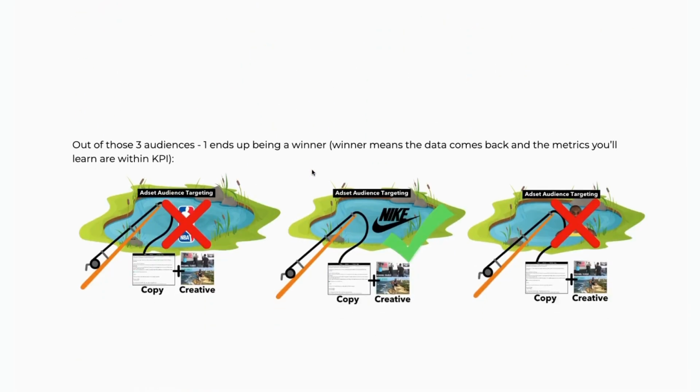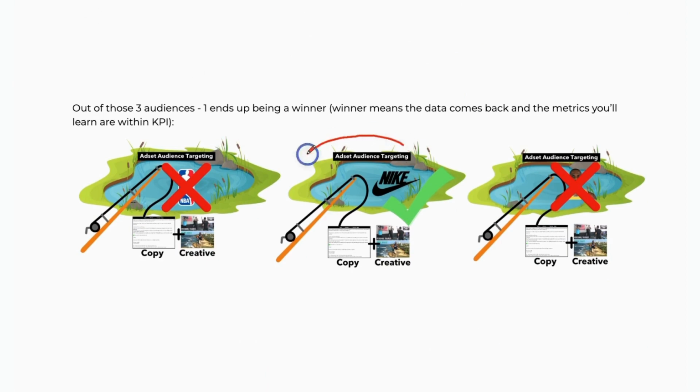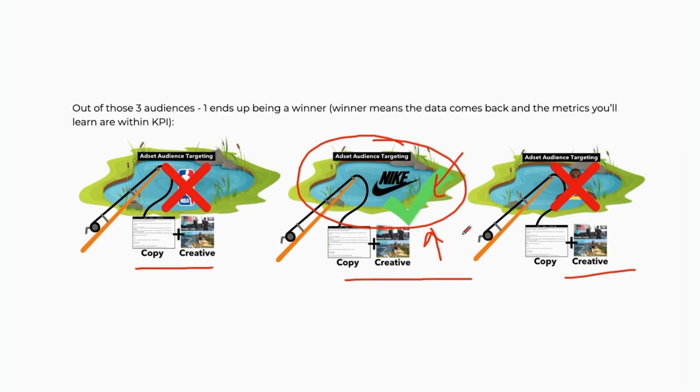But let's say, for example, out of those 3, one ends up being the winner. When we say a winner, it means that the data we got back from running that small test, a very, very small amount of testing, like $5 or $10, is that the metrics were within KPI, the key performance indicators, and we're going to show you what those KPIs are. If that is the case, that means we know that the audience Nike is a proven winner for us. It is something we can put into production because we held all of the other variables constant, and this one actually proved to be a winner.